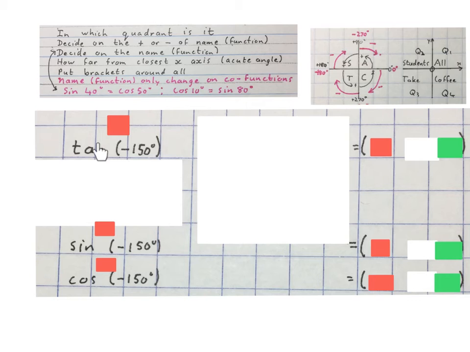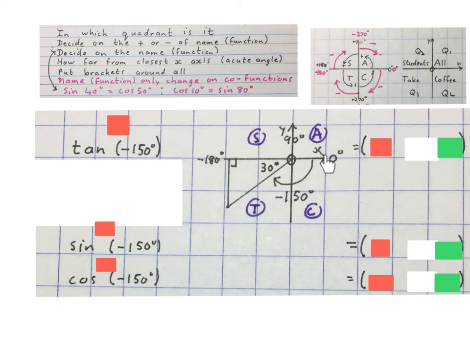Let's do tan minus 150 degrees. First I find the quadrant. I start at north. I go backwards 150 degrees, draw the terminal ray, and see how far I am from the closest x-axis, 30 degrees. I see in which quadrant I am. I'm in the third quadrant. Tan in the third quadrant is positive. I keep the name. And I see how far I am from the closest x-axis, the acute angle, 30 degrees. Stop the video and get a feeling on this.